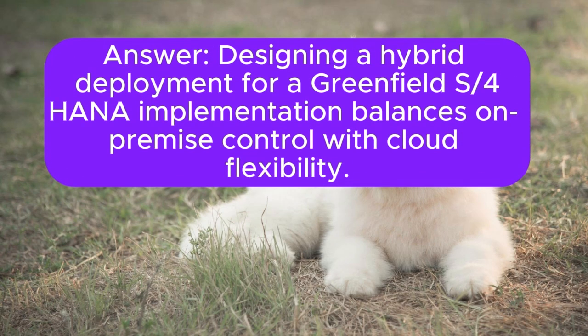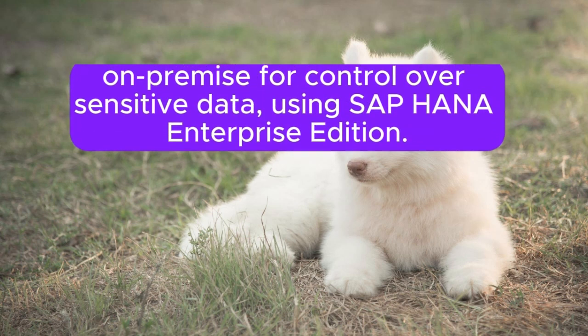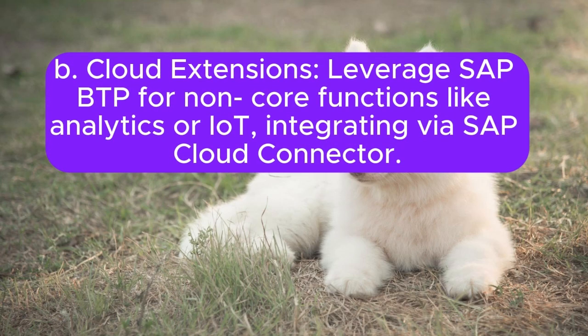Answer: designing a hybrid deployment for a Greenfield S/4HANA implementation balances on-premise control with cloud flexibility. A. Core system setup: deploy critical modules, for example, FI, CO, on-premise for control over sensitive data, using SAP HANA Enterprise Edition. B. Cloud extensions: leverage SAP BTP for non-core functions like analytics or IoT, migrating via SAP Cloud Connector.